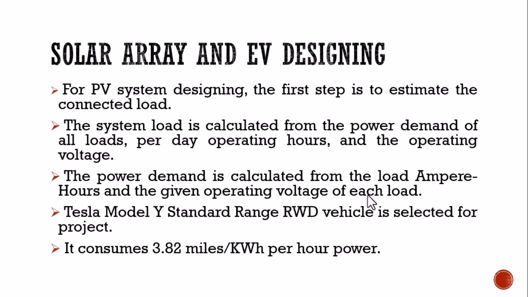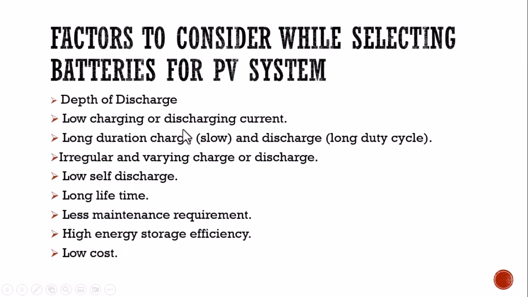For this project, a Tesla Model Y standard range RWD is selected as the representative electric vehicle. This EV consumes approximately 3.82 miles per kilowatt hour, and this consumption rate plays a central role in determining how much energy the PV system must generate to support daily charging demand. This value helps translate driving distance into required electrical energy, ensuring that the solar array and battery storage are properly sized to meet the vehicle's charging needs.